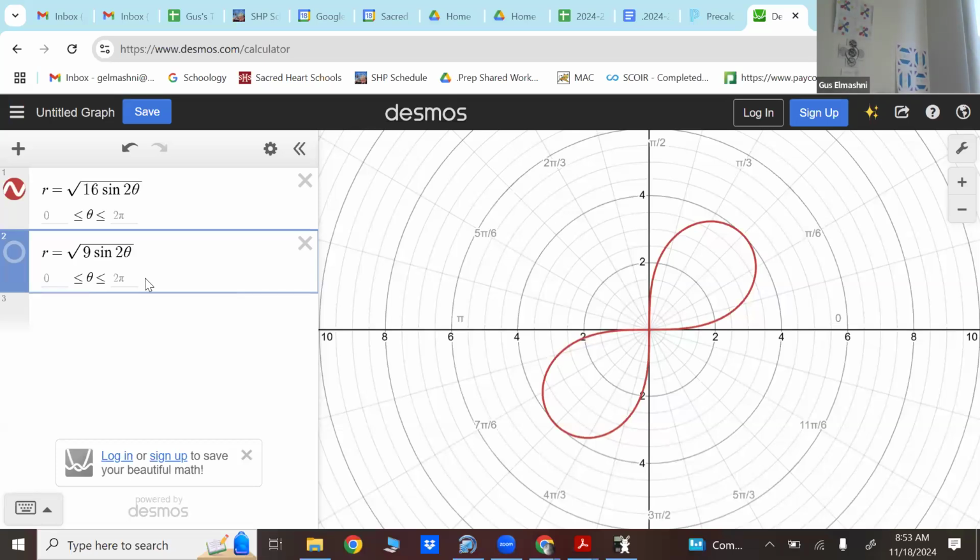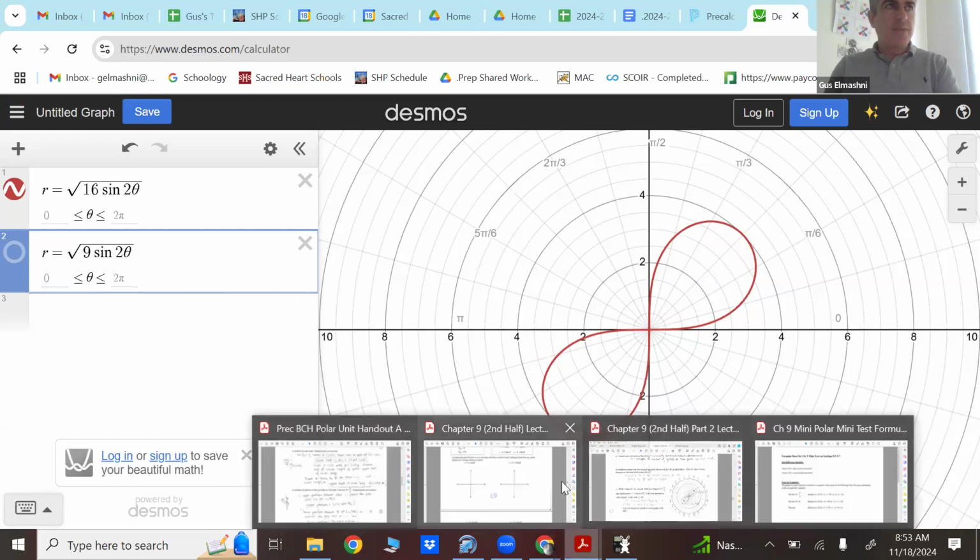So think about it. What's the largest value sine can ever hold, for any sine function? 1. But then you have root 16, so basically you're taking the square root to get 4. So you want this r value to be 4, but how will this sine become 1? It's 2 theta. The theta has to be what? The maximum sine value is at what angle? That's pi over 2, or 90 degrees. But how do you make that pi over 2? Theta has to be pi over 4, because 2 times pi over 4 gets you pi over 2. So that actually does explain why we see that. It is the nature of the equation.